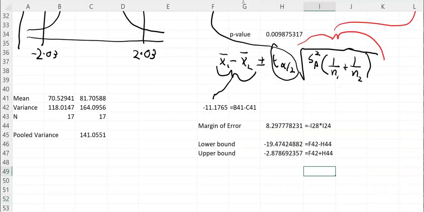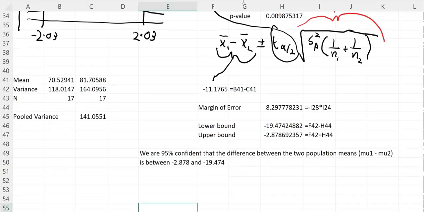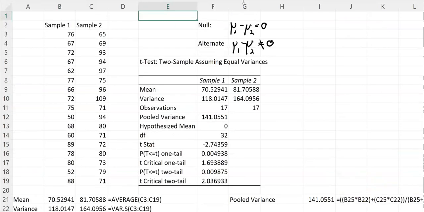So now we can say that we are 95% confident that the difference between the two population means is between these two numbers. This was for the variances being equal.